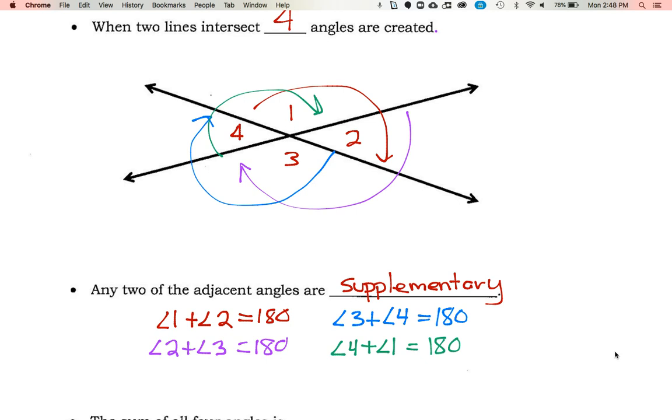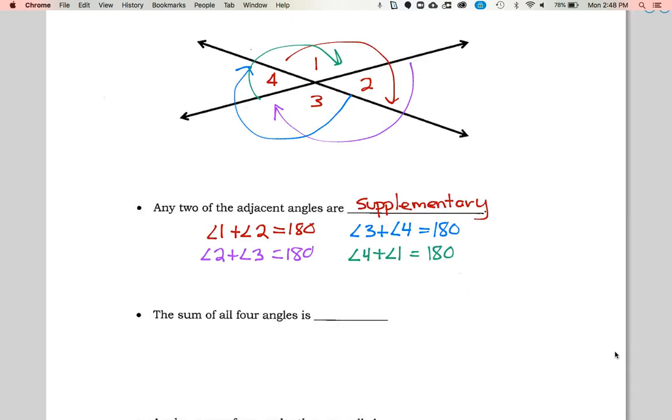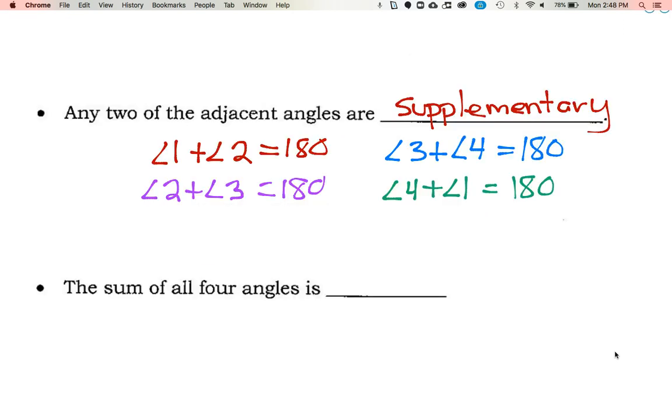Notice how those arcs that I made, they do overlap, and there is a little bit of redundancy in there. The sum of all 4 angles is 360. It'd be a full circle.